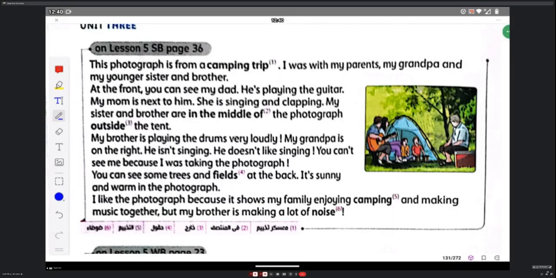You can't see me because I was taking the photograph. You can see some trees and fields in the back. It's sunny and warm in the photograph. I like the photograph because it shows my family enjoying camping and making music together. But my brother is making a lot of noise.